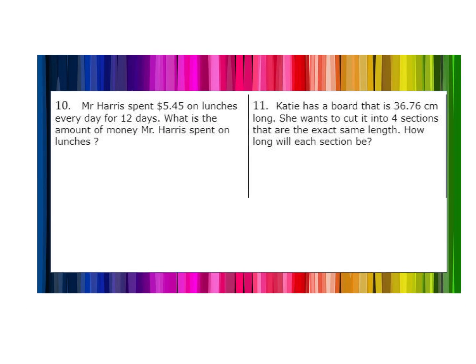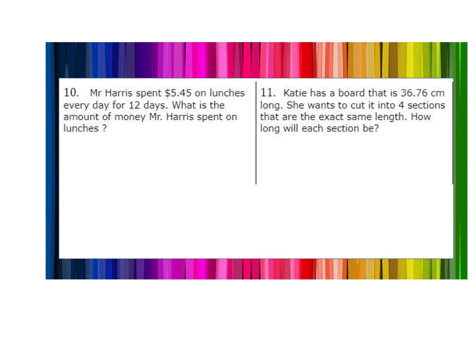Mr. Harris spent $5.45 on lunches every day for 12 days. What is the amount of money that Mr. Harris spent on lunches? So $5.45 times 12.